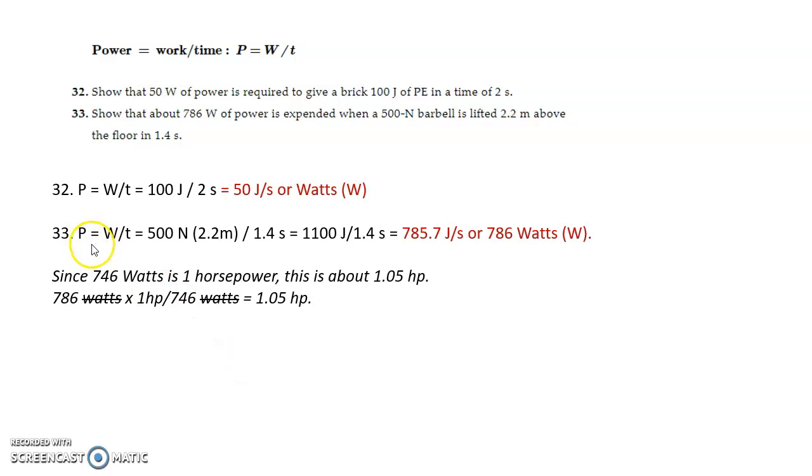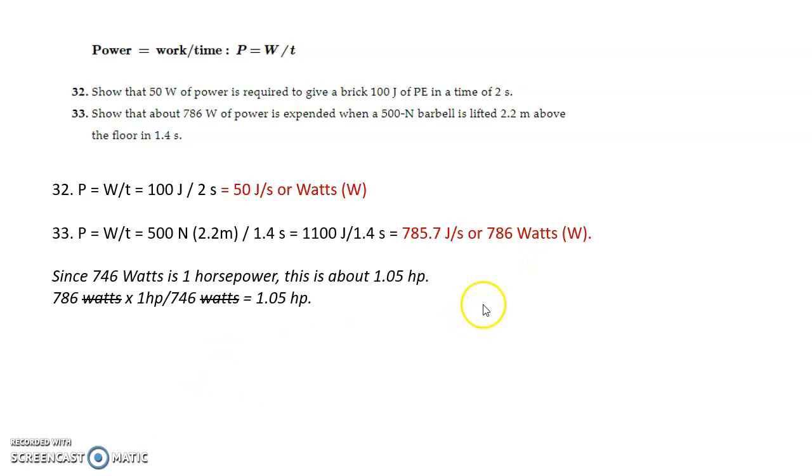For problem 33, power, which is work over time, we first have to calculate the work done, which is force times distance. So we multiply 500 newtons of force by a distance of 2.2 meters, and the answer to that we divide by the time of 1.4 seconds. So this is 1100 joules divided by 1.4 seconds, or 785.7 joules per second, which can also be written as 786 watts.